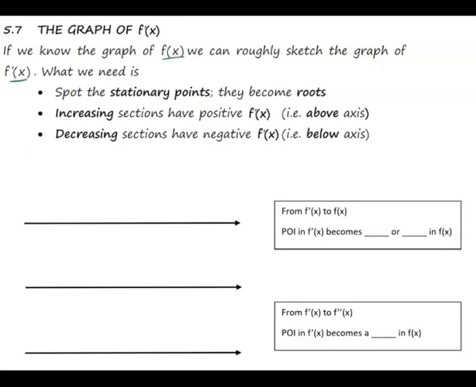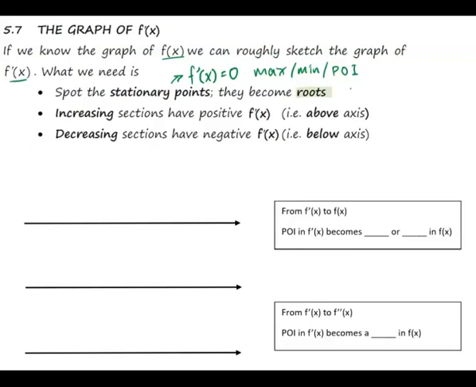We need to spot the stationary points because these become the roots. So a quick reminder of what stationary points are. I know we haven't exactly defined this term, but we've been using the word stationary points for whenever the first derivative is going to equal 0. So this is our maximum, our minimum, and as we most recently saw in the last lesson, sometimes it's not a maximum or a minimum because the direction continues to be exactly the same, and these were the points of inflection.